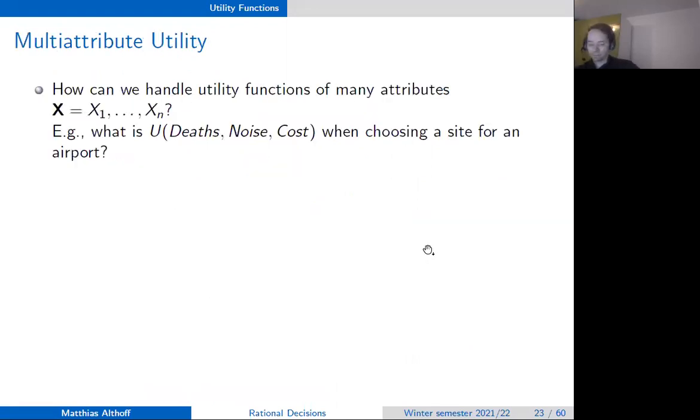Okay. So far we had very simple discussions because we only looked at one attribute. But in many decisions, you have several attributes. Like if you want to decide where to place the next airport.